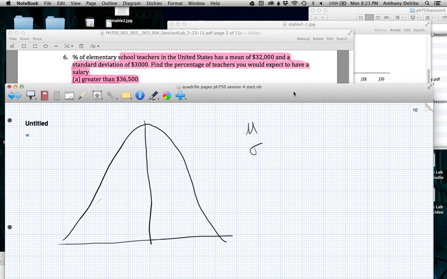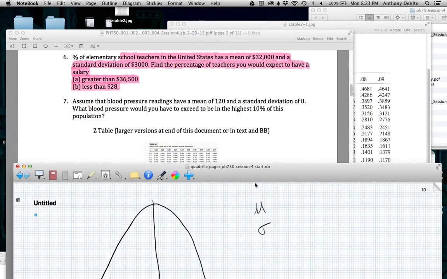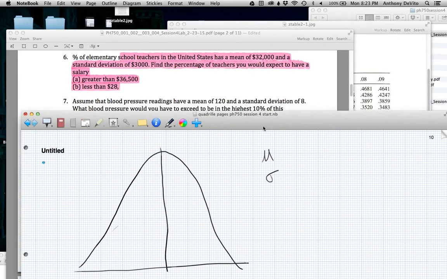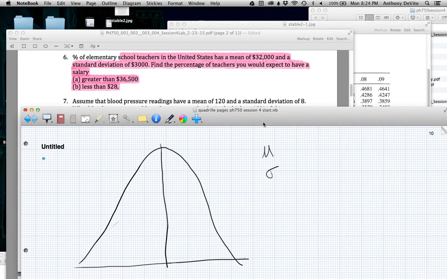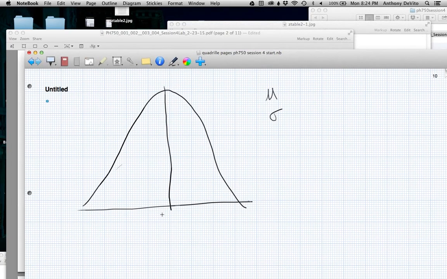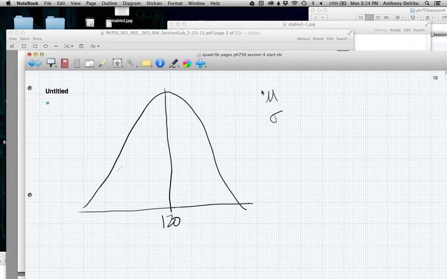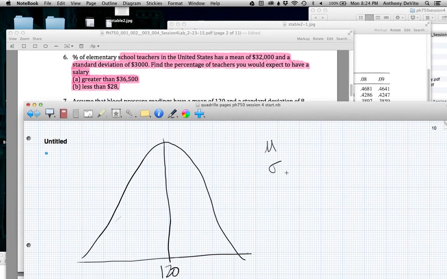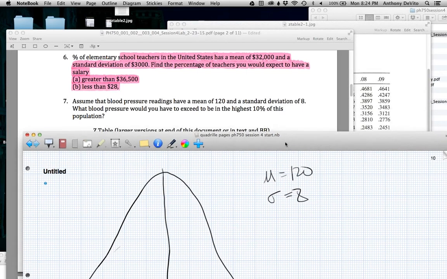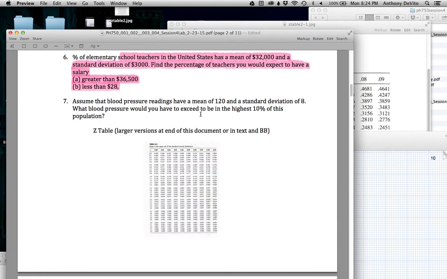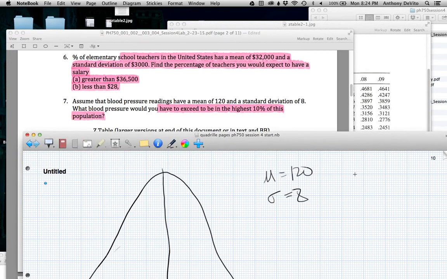Blood pressure readings have a mean of 120, and they have a standard deviation of 8. Right, mean equal to 120, standard deviation of 8. Okay, so what do we have to find out? What blood pressure would you have to have to be in the highest 10% of this population?